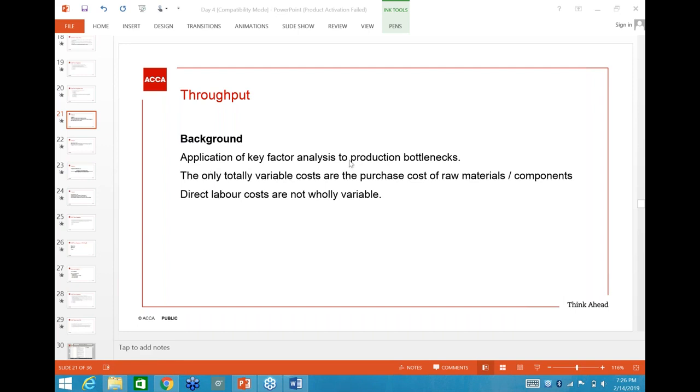Right. So the only total variable cost are the purchases of raw material slash components.